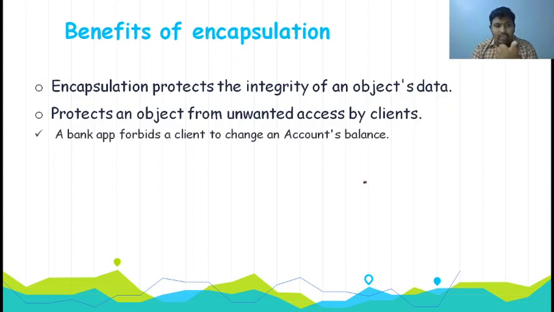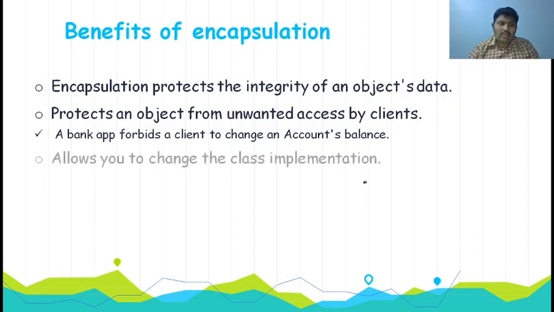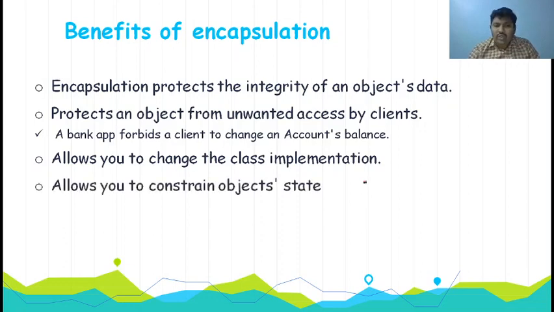The third one is that in a bank, it forbids a client from changing an account balance. He cannot directly change the account balance. By performing an operation, he deposits the money and the balance is incremented by the internal software. If you withdraw, the money is automatically reduced. So he cannot directly increase the account balance. It also allows you to change the class implementation. With the help of encapsulation, we can change that particular class implementation, and changes will be done. It also allows you to constrain the object state.